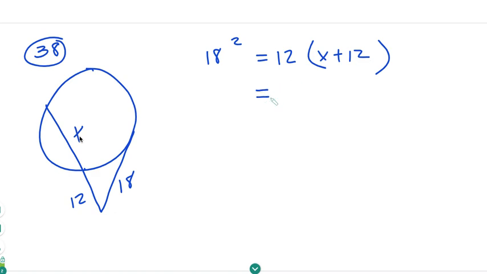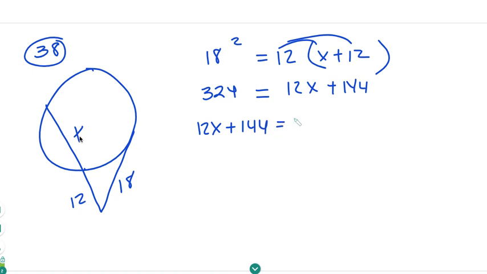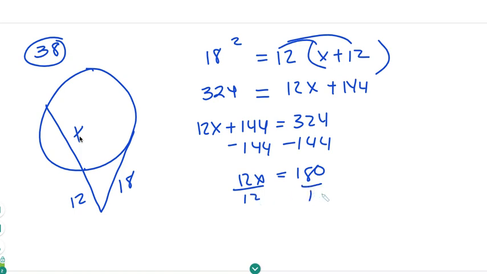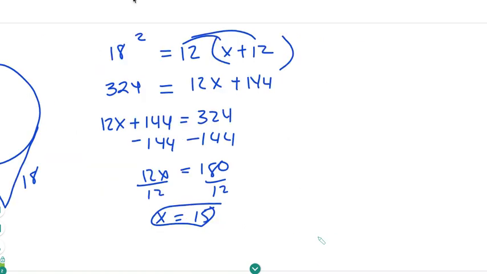I'm going to go ahead and square 18 to get 324, and distribute to get 12x plus 144. So 12x plus 144 is equal to 324. Zero pair the 144. 12x is equal to 180. Divide by 12, divide by 12, and x will equal 15. And now we have reviewed for your test.